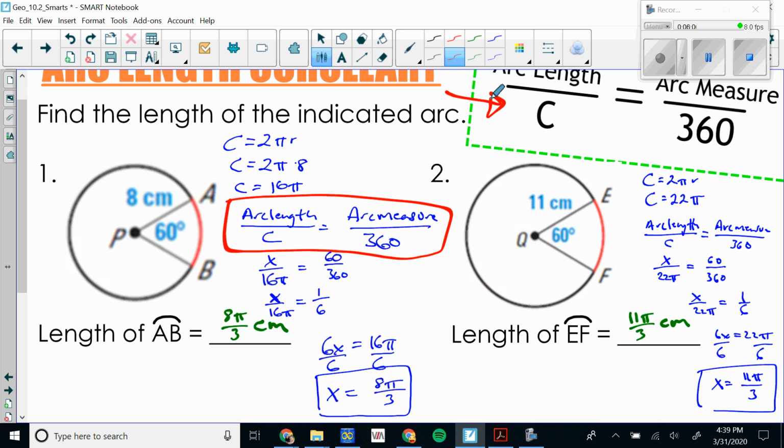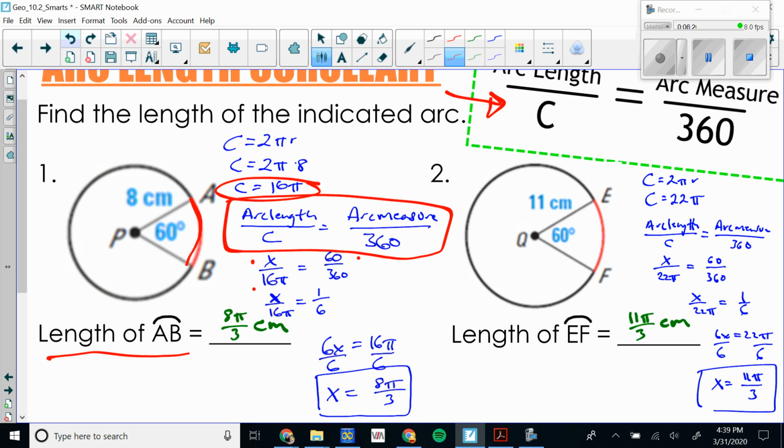So we don't know the arc length. We want to find the length of AB right here in our circle. So I'm going to call that x in the next line down. If I put that over C, the circumference that we found earlier, then I get x over 16 pi equals 60 over 360, the arc measure over 360.